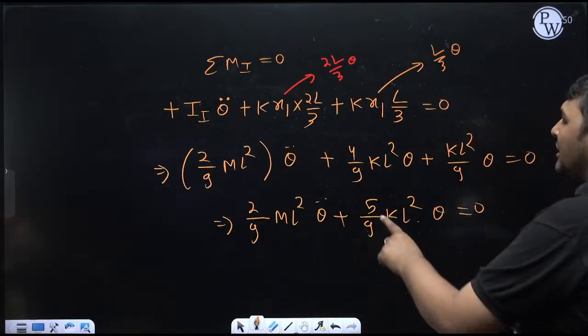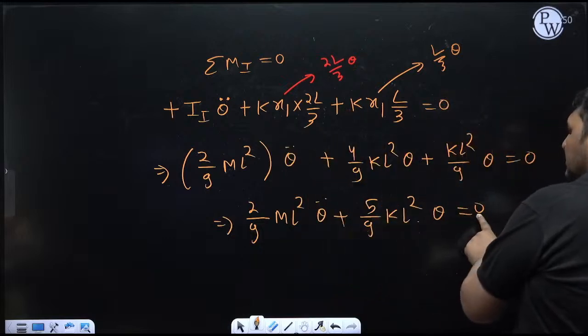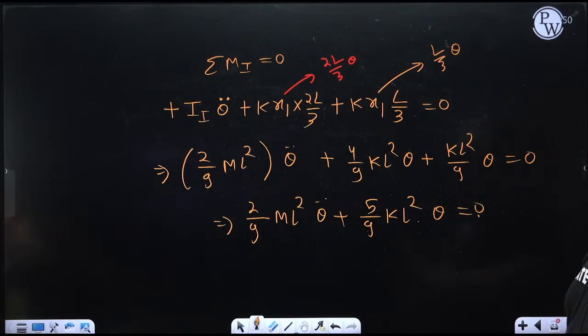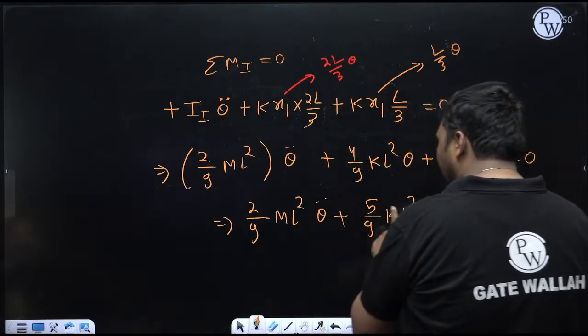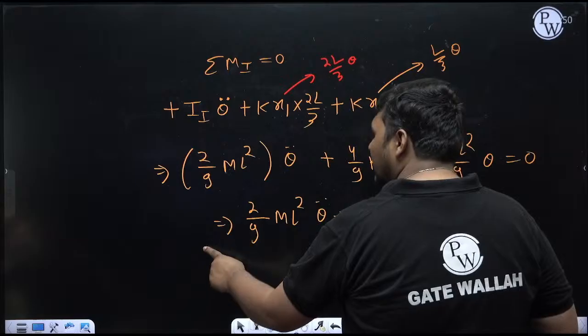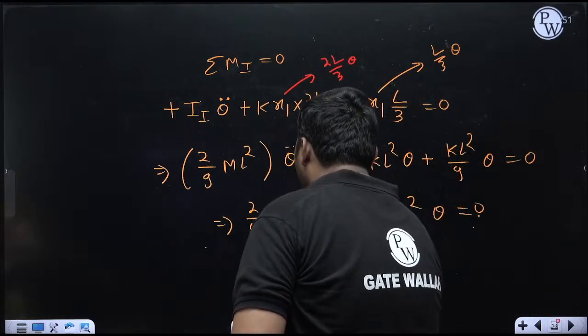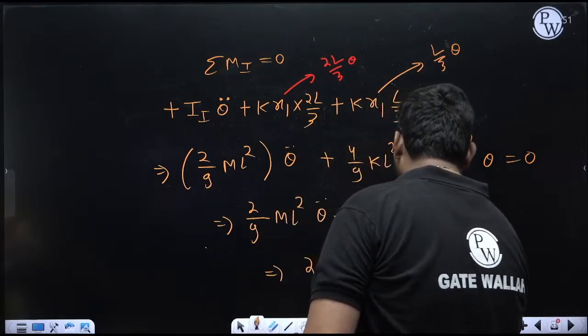Or if any term is coming common, the common part will come this side, and if you shift it this side it will become 0 because the right-hand side is 0. So the calculation will be a little bit easier. You can see in both parts L square by 9 is common. So I'm taking the common part outside, and after taking L square by 9 common, 2M is remaining. So 2M theta double dot plus 5K theta equal to 0.